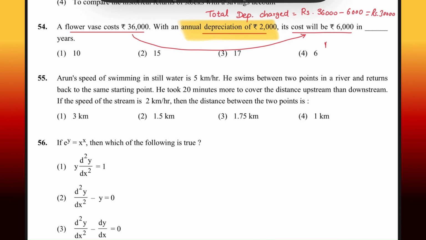So what is the number of years? The number of years is given by 30,000 divided by 2,000. So that gives you 15. So option 2 must be the correct answer for this question.